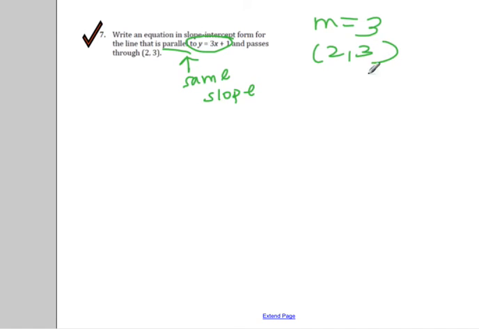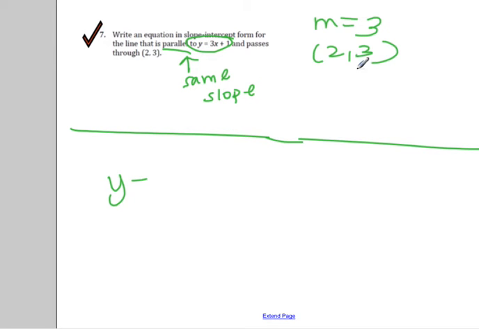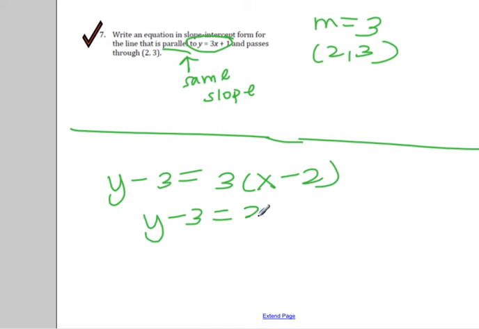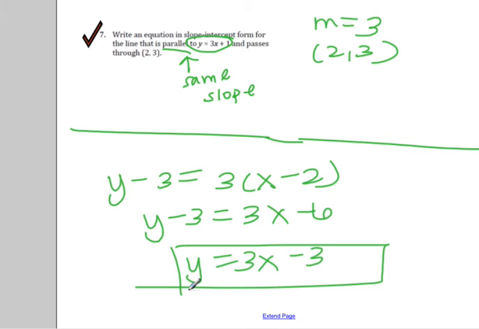I'm going to do this one in point slope. If you want to use y equals mx plus b, go ahead and then just check your answer with mine. So point slope, y minus your y value, 3, is equal to your slope, 3 times x minus your x value, 2. I distribute the 3, so I have 3x minus 6. I add 3 to the other side, and so I get -3. So y equals 3x minus 3. That is your final answer for 7.